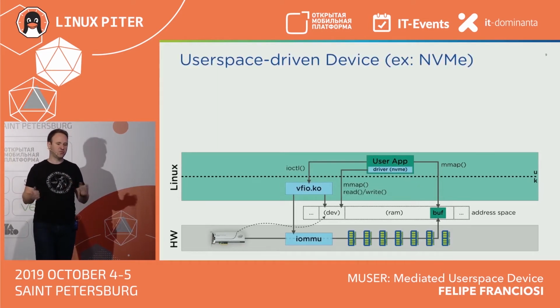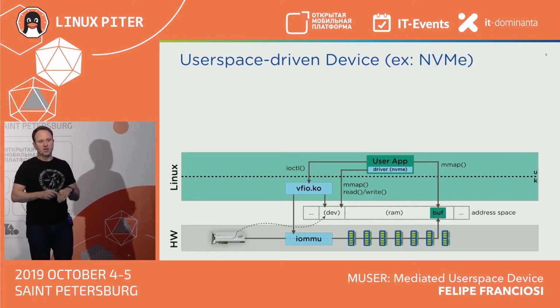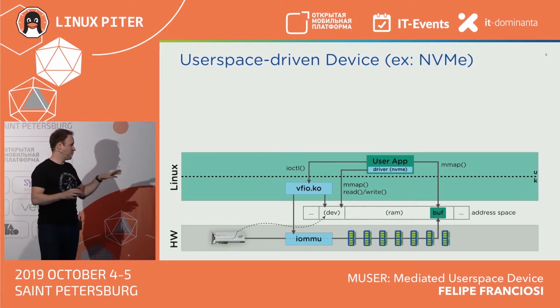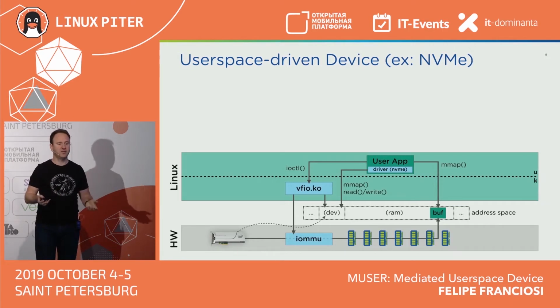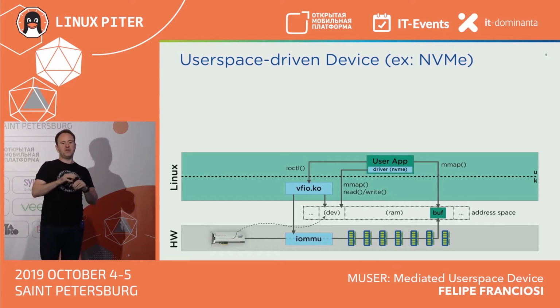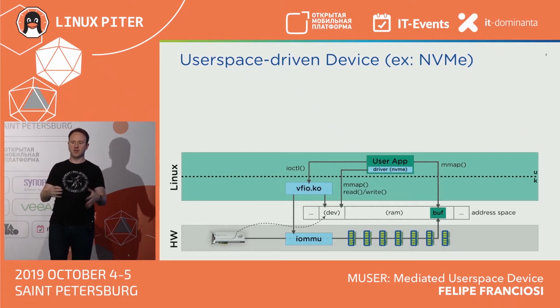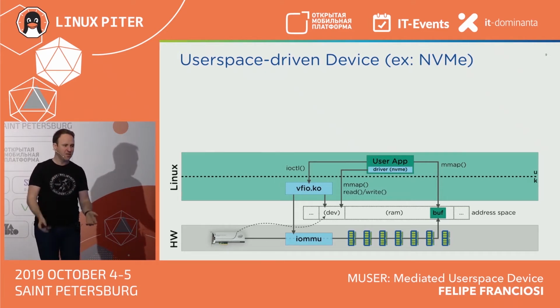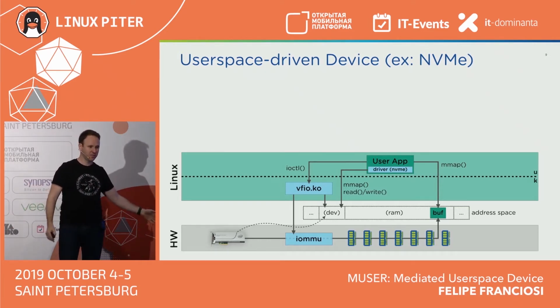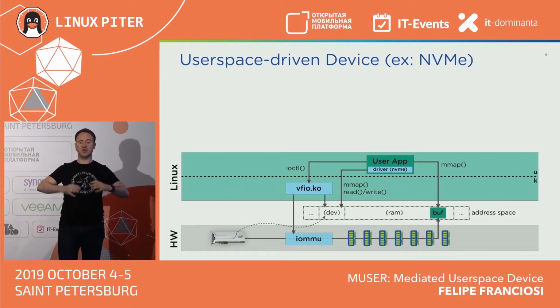Now, what about user space devices? That's when this framework called VFIO comes in. VFIO is composed of many parts. One of the things it does is drive PCI devices. VFIO doesn't know anything about what a device does. It doesn't know if it's an NVMe device, a network card, or an encryption device. It just knows that it's a PCI device.